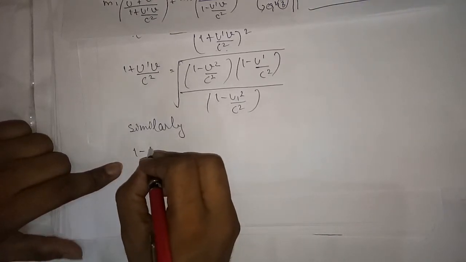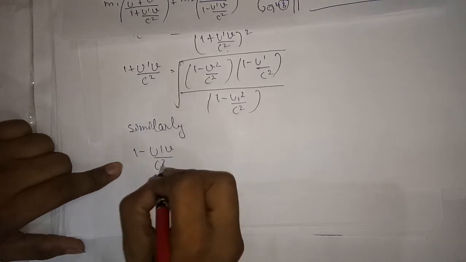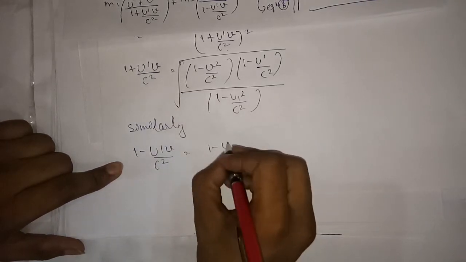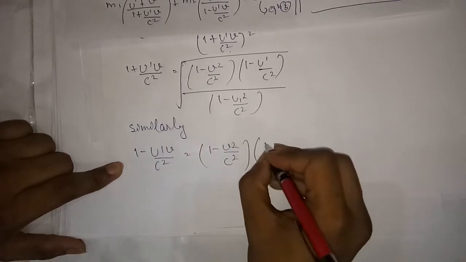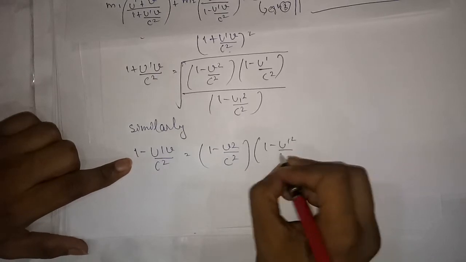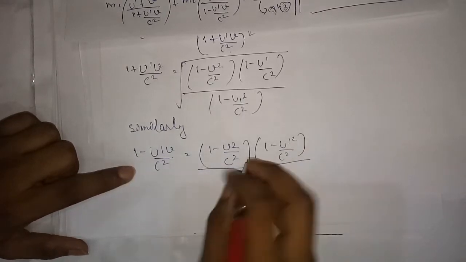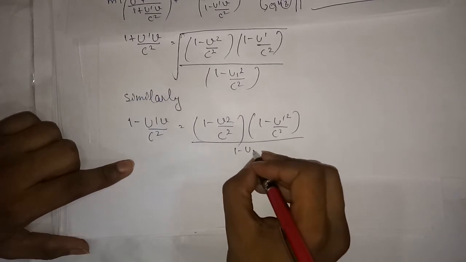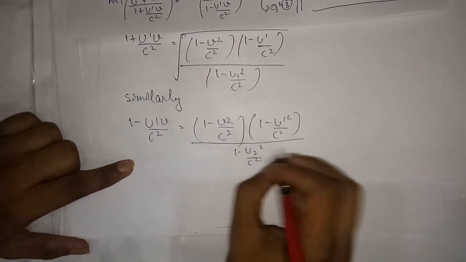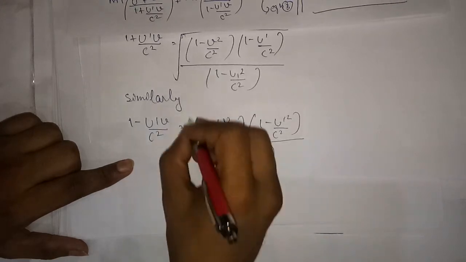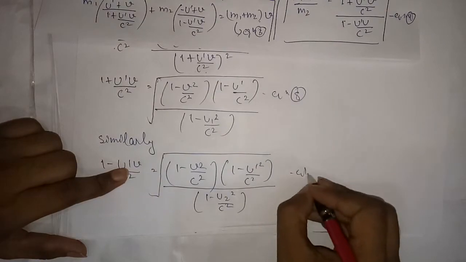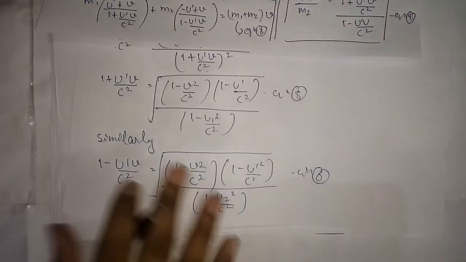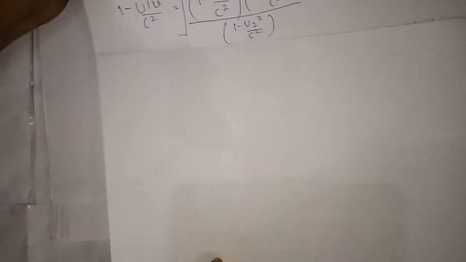Similarly, 1 minus u dash v upon c square equal to 1 minus v square upon c square into 1 minus u dash square upon c square and whole divided by 1 minus u2 whole square upon c square under root. So this is our equation number 5 and this is our equation number 6. Okay, so we have done our main work and we are at the end of our derivation.